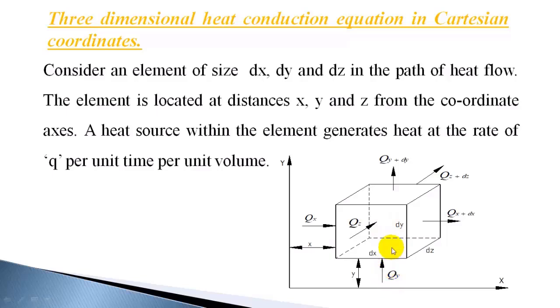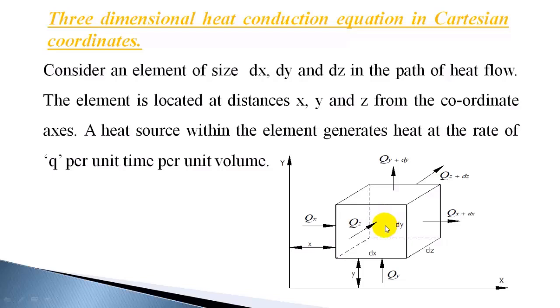But that increase may be compensated or balanced by the heat flow in y and z direction. If it happens only in x direction, 10 watts incoming and 8 watts going out, there will be an increase of 2 watts, that is every second 2 joules will be the heat addition to this element and the temperature will rise. But in this case the heat flow is taking place in all the three directions, so we need to consider all the three directions. Apart from that, we are also assuming a heat source within the element.